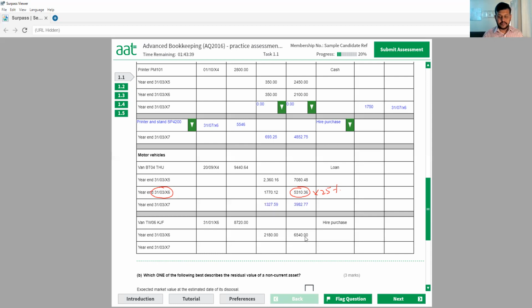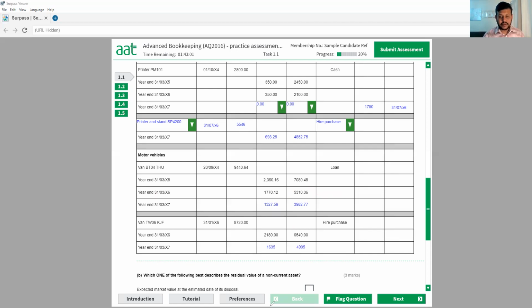So this is 6540. This is the carrying value for that. 6540 times 25%, and that will give you 1635. 1635 is the depreciation. If you minus it from 6540, that will give you 4905. That is our carrying value. And I think that's it. So that's how we can complete our non-current asset register.